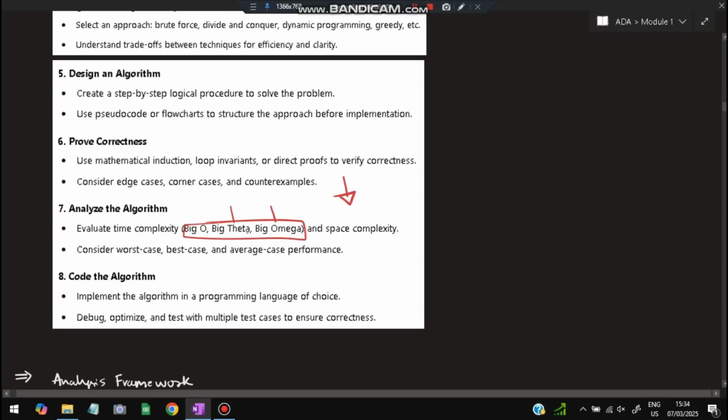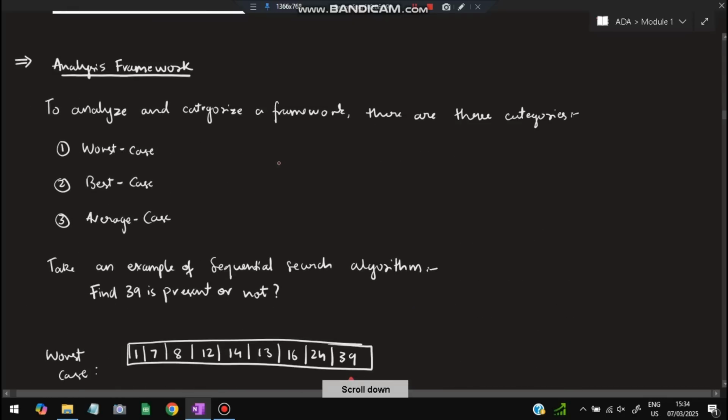From the exam point of view, these are the short topics. Then we'll consider the worst case, best case, and average case also. This is also a very important topic. Then we'll finally code the algorithm in any programming language of our choice. That is what you need to write for the flowchart, along with the 2 to 3 key points for each of these concepts. That is about the fundamentals of algorithmic problem solving.